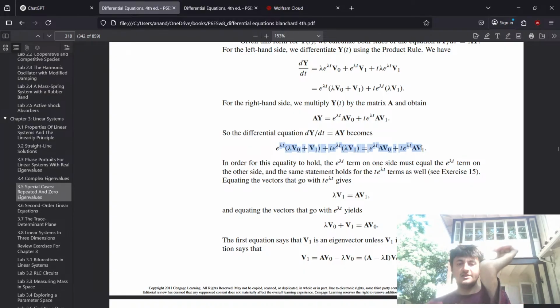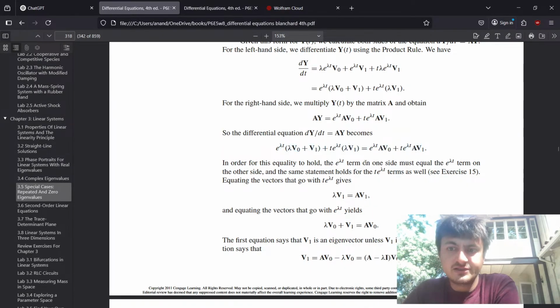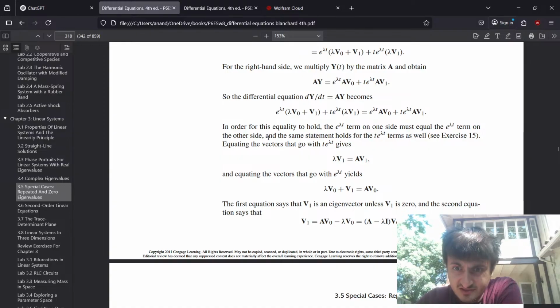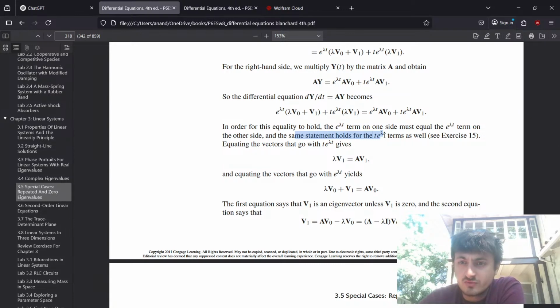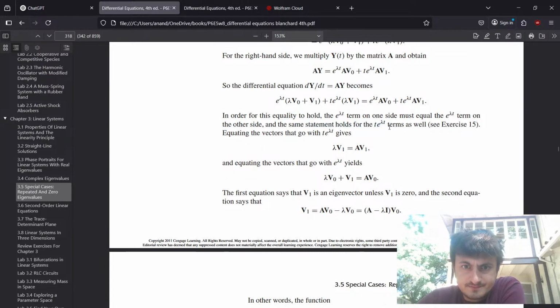Okay, so that makes sense. In order for this equality to hold, the e to the lambda t term on one side must equal the e to the lambda t term on the other side. And the statement holds for the t e to the lambda t. Okay, so then we can group, equating the vectors that go with the t e to the lambda t term.